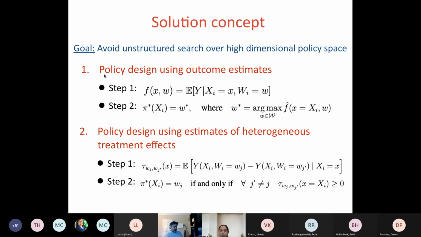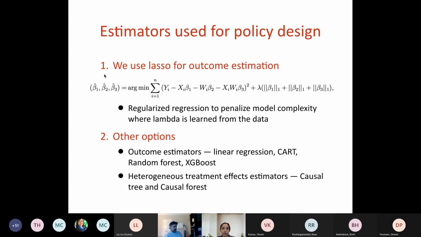In the heterogeneous treatment effects case, you actually get these pairwise GATEs, and then you'll use that to assign policy. What I'm going to do in the main text of the paper and for the talk is to focus on one outcome estimator, and then we'll compare it with other possible methods at the end of the talk. The method that I'm going to use is a lasso. It's basically a regularized regression to penalize model complexity, right? And lambda is going to be learned from the data using cross-validation. But as I said, there are other options, which I'll show you the results for later.